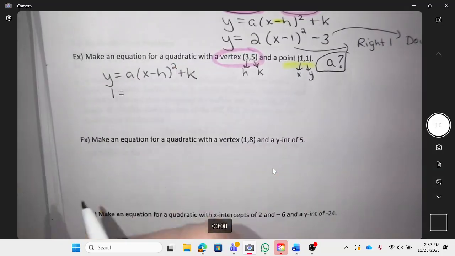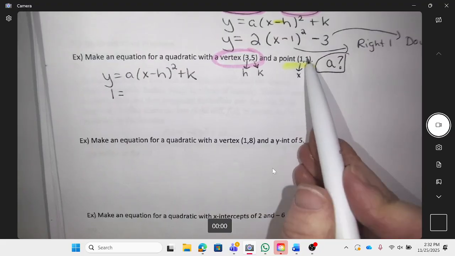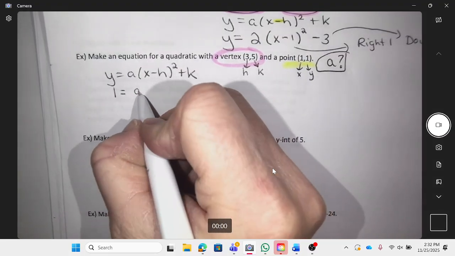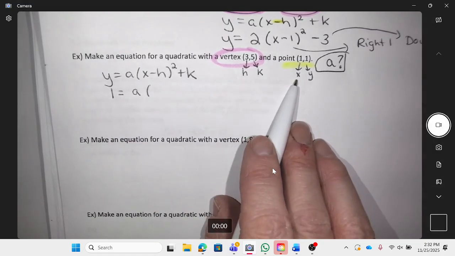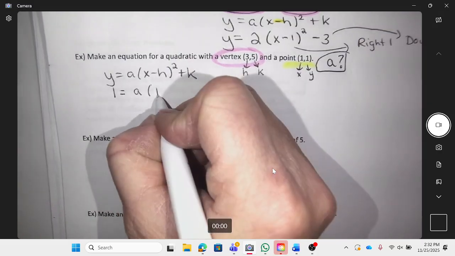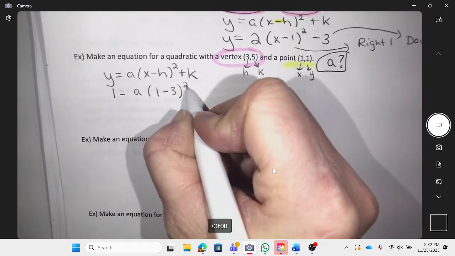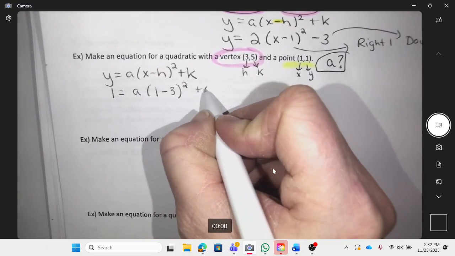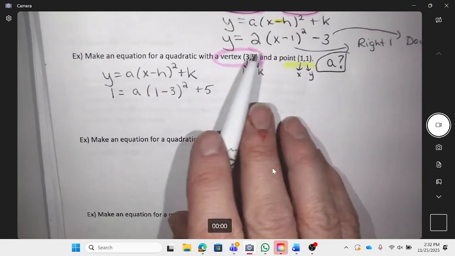Okay, so here we go. 1 equals. Where did I get 1 from? Right there. a, question, don't know. What did I say x was? 1, subtract 3 squared plus 5. All I did was label my things and substitute them in.